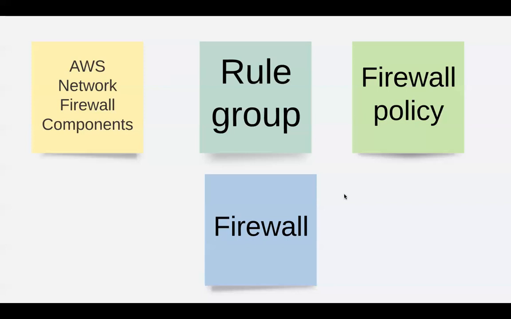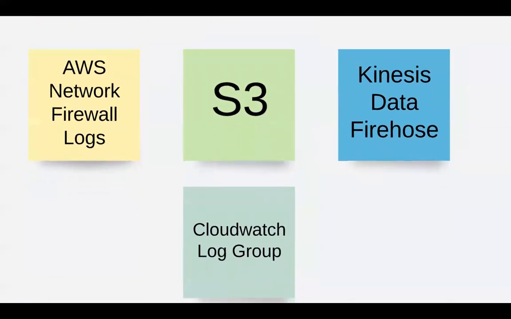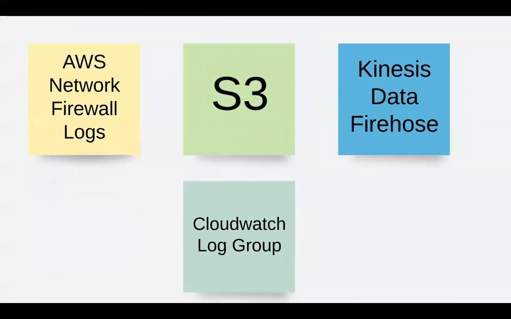So suppose you launch your network firewall and you would like to inspect the traffic and get some logs from your traffic, what are the respective destinations to which you can send out your logs? You can send out your logs to S3. You can send it out to Kinesis Data Firehose on a near real-time basis. You can send it to a CloudWatch log group also on a near real-time basis. So the network firewall can store its logs in S3, Kinesis Data Firehose, and CloudWatch log group.